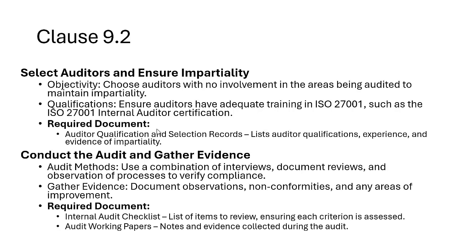Okay, and then he will conduct the audit. We have different types of audit methods, using a combination of interviews, document review, and observation, and we gather all the evidence. We document the observations and non-conformities. An observation is okay, but a non-conformity is a concern. The required documents are an internal audit checklist, a list of items to be reviewed, and audit work papers, which include your notes, evidence, artifacts, and everything. You have to produce that, which demonstrates we did the audit.